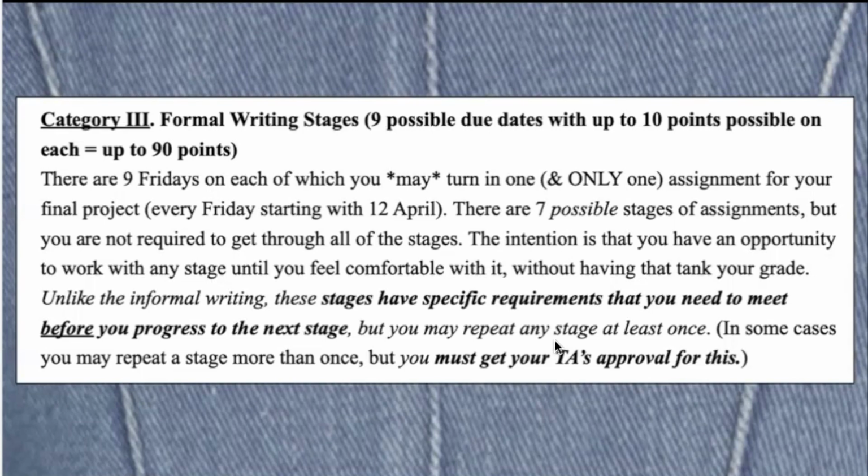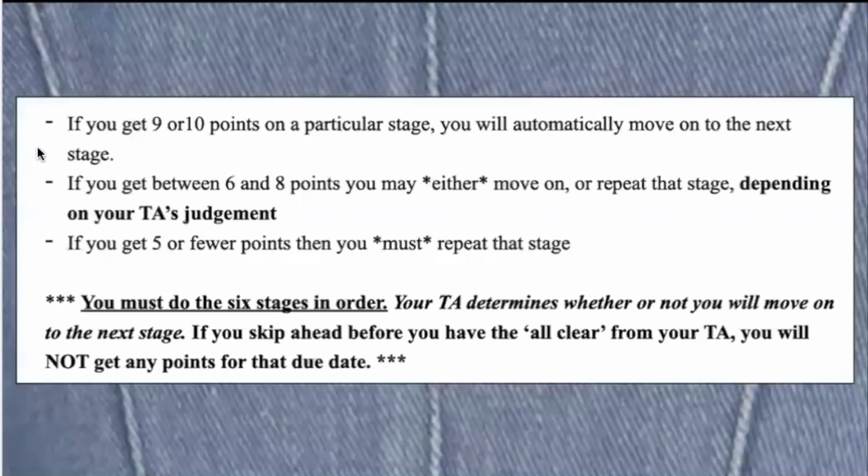And that's kind of unreasonable if you think about it, especially since you have lots of other ways to get points. So your TA may give you permission to repeat a stage more than once if they think you're genuinely working on it, but you have to get your TA's approval for that. If you get 9 or 10 points on a particular stage, you will automatically move on to the next stage.